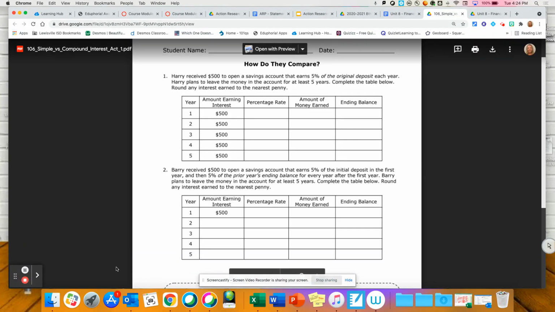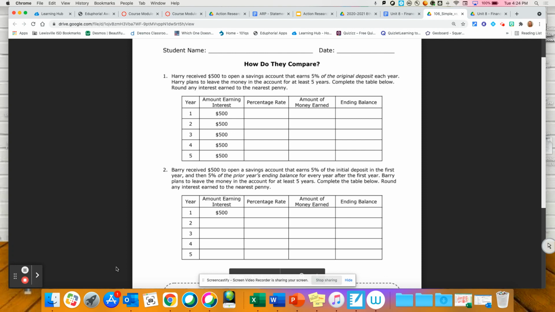All right, so today we're going to learn about the difference between simple and compound interest. So we're going to look at this first section, which is going to explain simple interest.